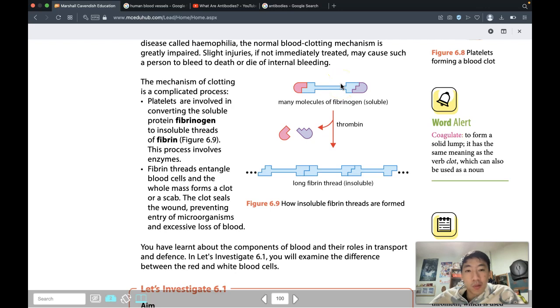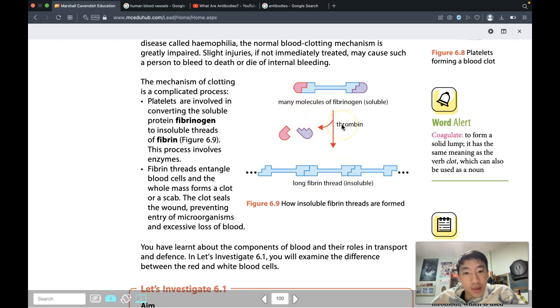Soluble means that it can be dissolved into the blood. So it's moving around in the blood. But once it's converted by the process that the platelets start, it converts into fibrin, which is an insoluble thread. And this also involves enzymes.